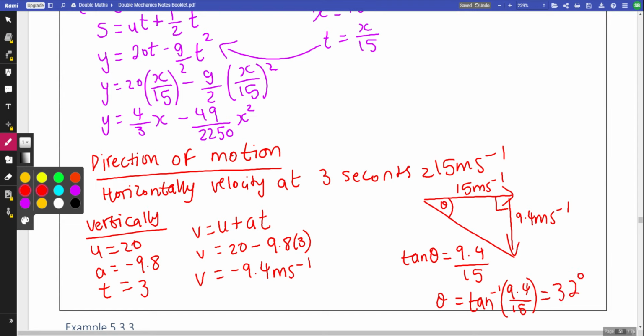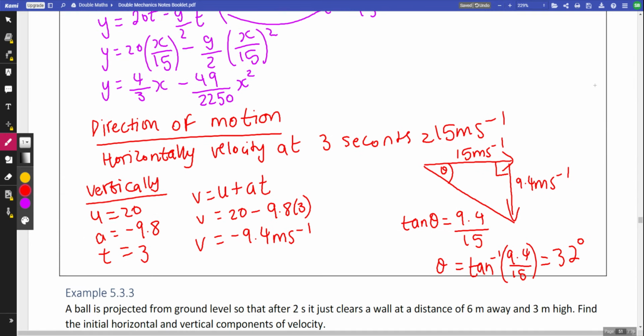And then we can't just specify an angle, we also should specify where this angle is. So we would say 32 degrees below the positive x-axis. So that is the direction that this particle is traveling in at 3 seconds.